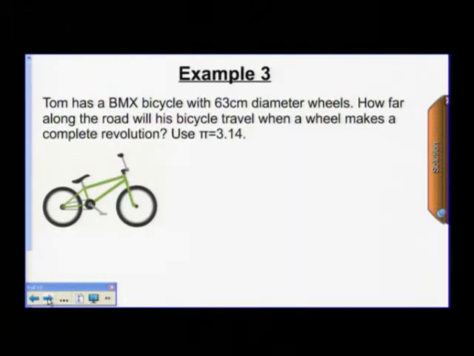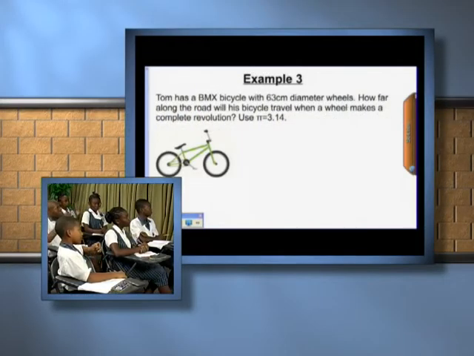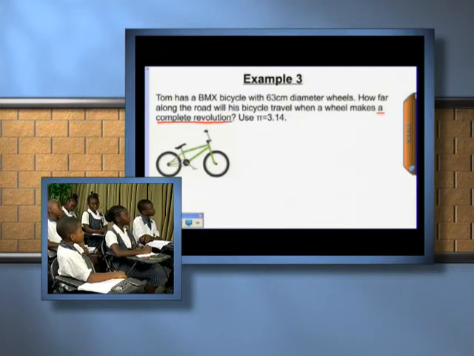What does it mean for the wheel to make a complete revolution? Come on, speak up. What does it mean? Go around. How many times? Remember we said it makes a complete revolution. How many revolutions? 1. So how many times does it go around? 1. Alright, good. So complete revolution means that it goes around once.